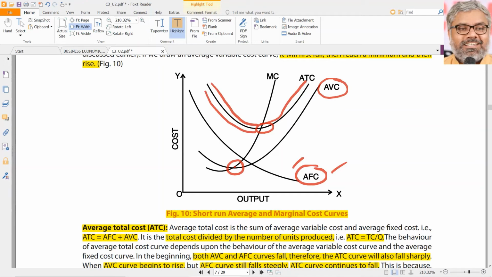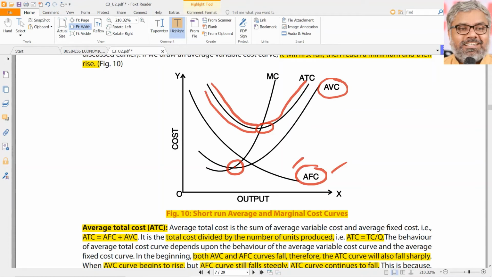However, even though AVC starts rising, ATC will continue to fall in the next stage, where the reduction in AFC was much more than the rise in AVC. But that will not continue further. After some time, AVC will rise so sharply that it will nullify the reduction in AFC, and it will impact the average total cost upwards. So the average total cost will go up.